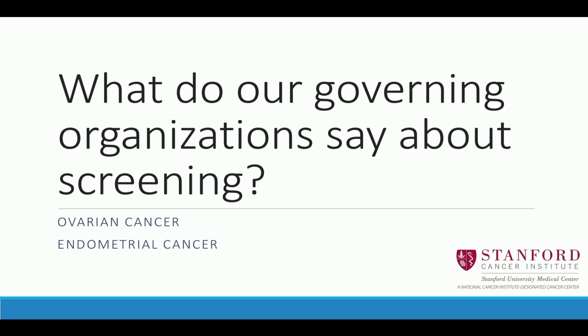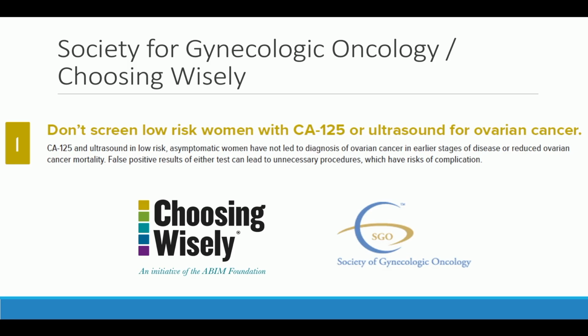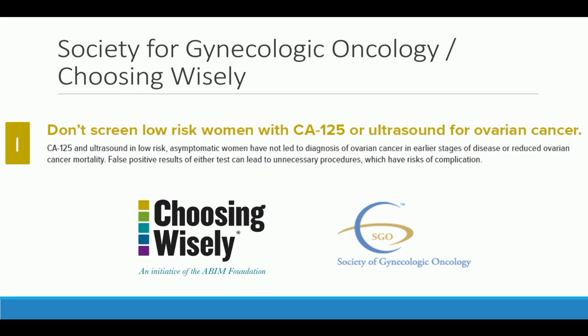All right, so what do the governing organizations say about screening? We heard about the category B and C recommendations for breast cancer screening earlier today. So the Society for Gynecologic Oncology has participated in the Choosing Wisely campaign, which is a campaign by the American Board of Internal Medicine to basically task organizations to pick a few key interventions that are going to improve medical care, reduce harm, and possibly reduce cost. The number one recommendation from the SGO for Choosing Wisely is not to screen low-risk women with CA125, that's a blood test, or an ultrasound for ovarian cancer.